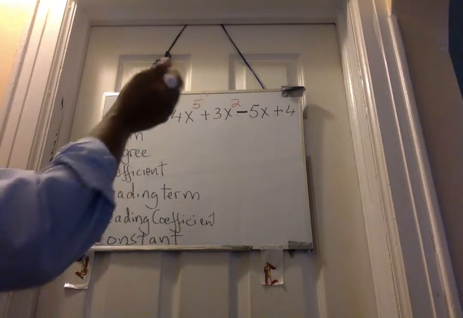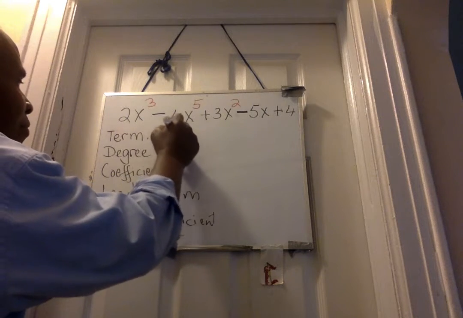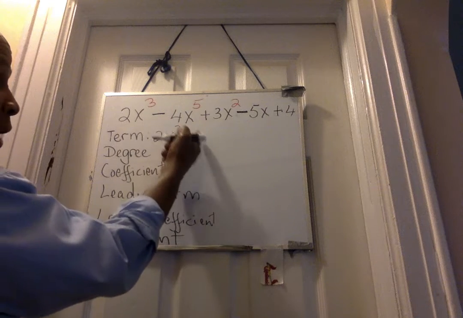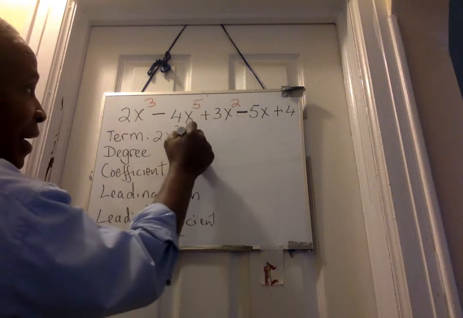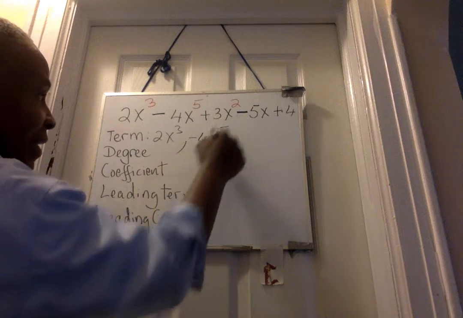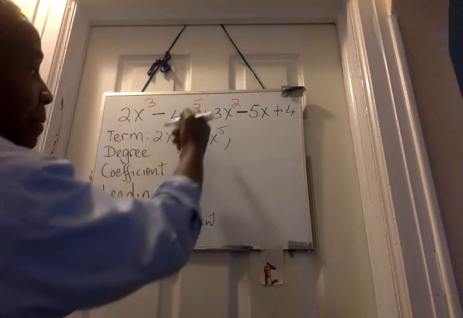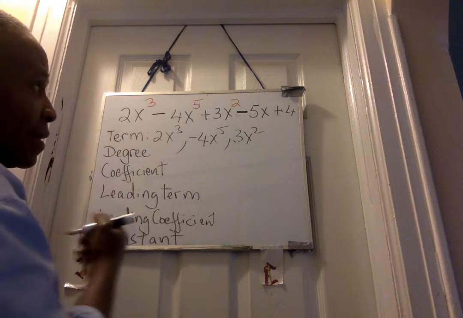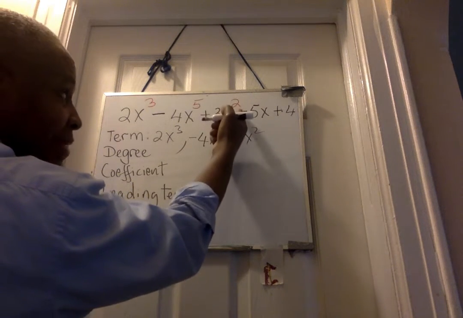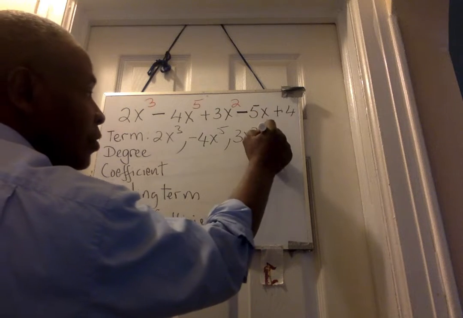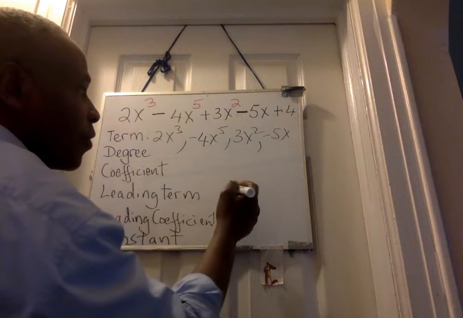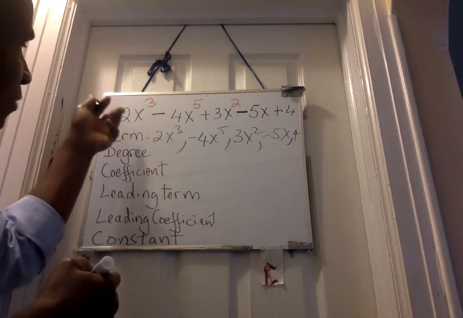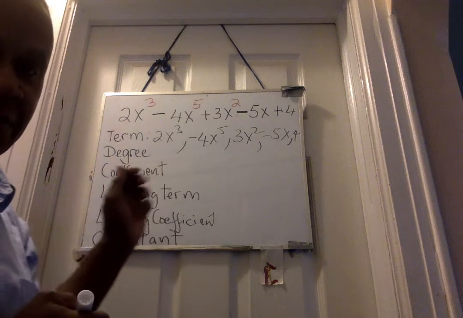So 2x to the third is a term. Now, I cannot say 4x to the fifth. I have to say negative 4x to the fifth is another term. Positive 3x squared, that's another term. Now, this is not 5, let's count it as negative 5. So negative 5x is a term, and also 4 is another term. So how many terms does it have? It has 1, 2, 3, 4, 5 terms.